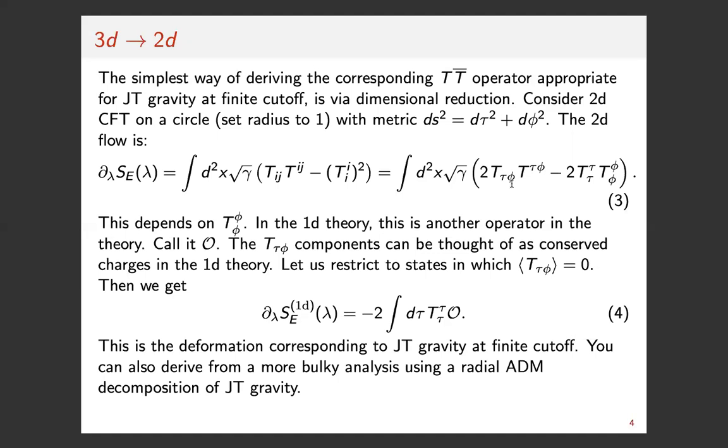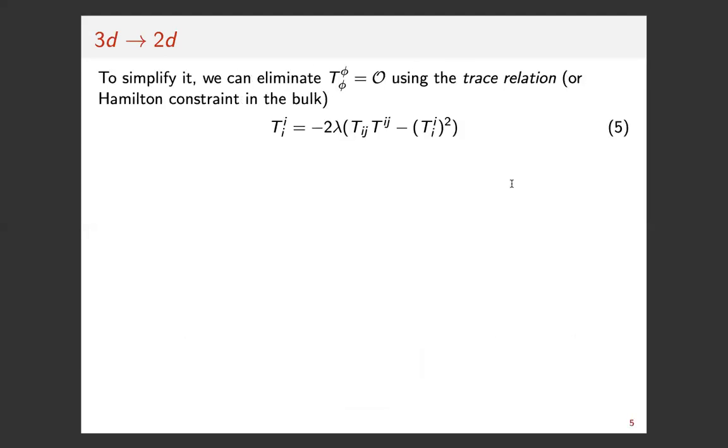So the starting point now will be equation four, and I want to rewrite this O a little bit. And remember, this O was T phi phi in the 2D theory, and now the curious thing is that this T phi phi is actually related to T tau tau in a very intricate way using the so-called trace relation. And in the bulk, this relation is a Hamiltonian constraint. And this is just a rewrite of the Hamiltonian constraint in terms of the Brown-York stress tensor, for example.